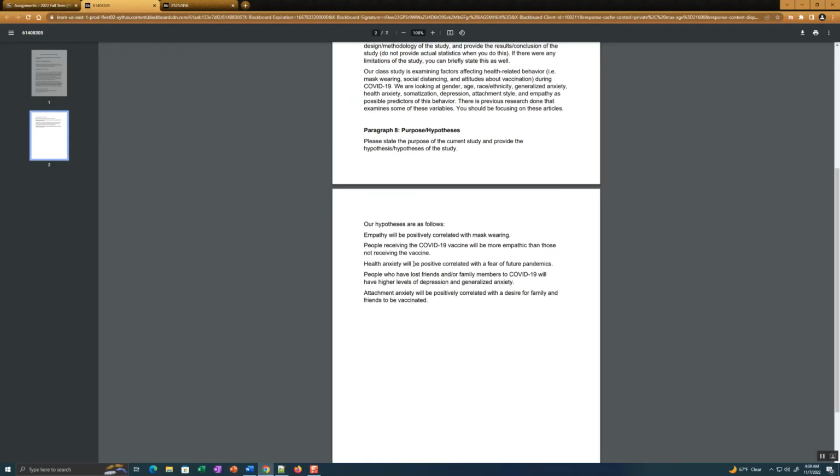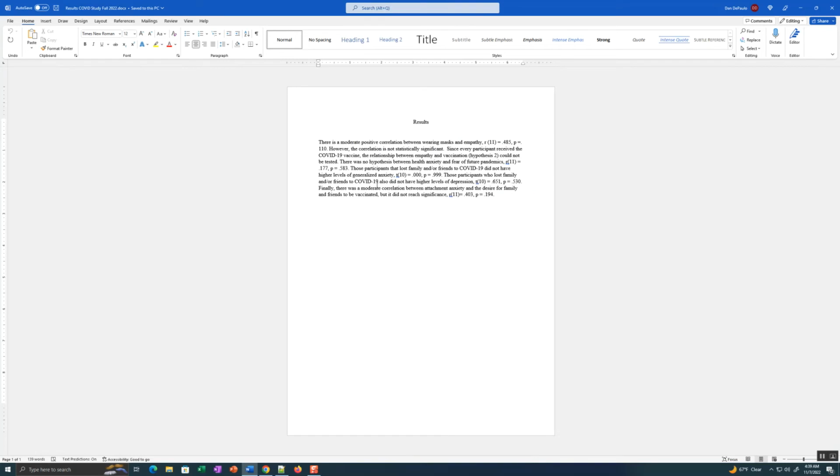Hypothesis 3, health anxiety would be positively correlated with fear of future pandemics. Let's look at that. So there was no correlation between health anxiety and fear of future pandemics. I should put correlation here, not hypothesis, because there was a hypothesis, but there was no correlation between health anxiety and fear of future pandemics.